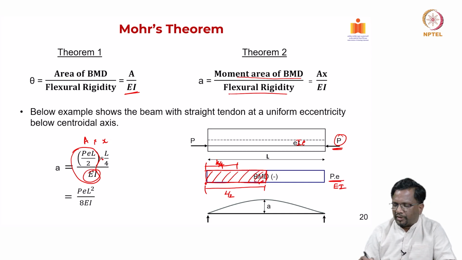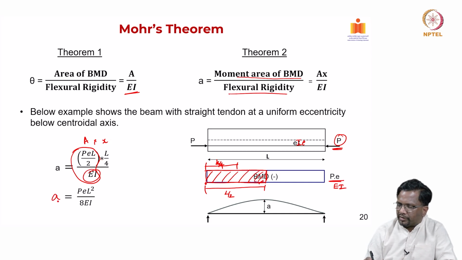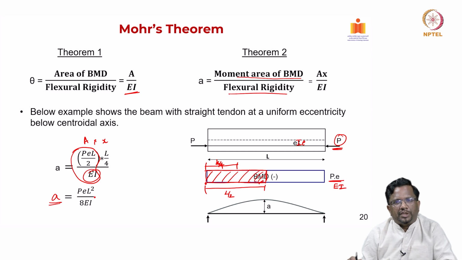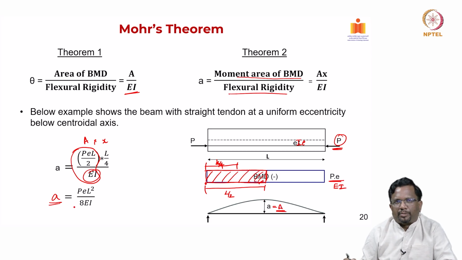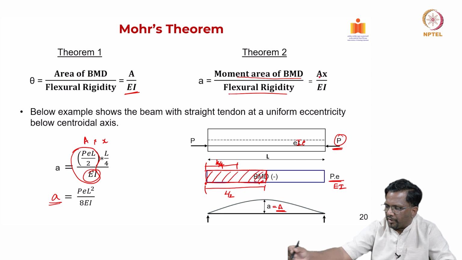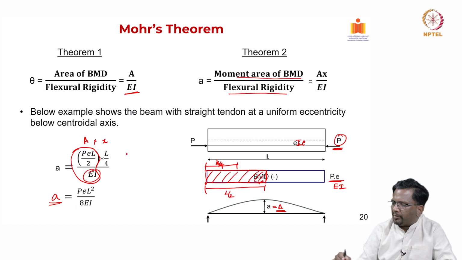So, if you substitute that, you get the vertical deflection, which is A or delta, nothing but PE times L square by 8EI. As per this, A, the area, is nothing but the moment area of your bending moment diagram, and then you divide by EI. EI also should come, right, because we always load the beam with the curvature diagram. Moment divided by EI is nothing but your curvature.